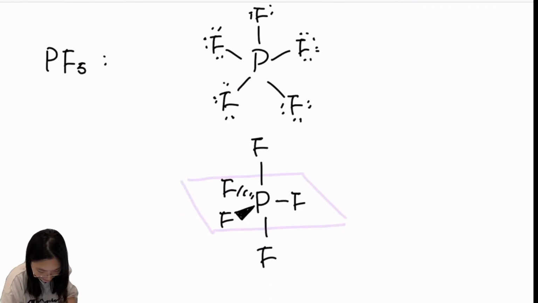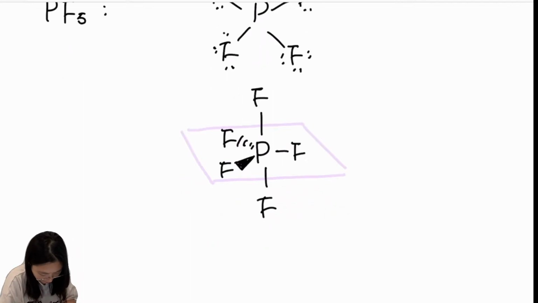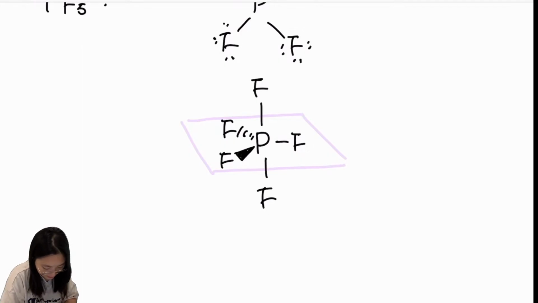And then what happens here is when you replace one of the fluorines with a lone pair, then it forms the seesaw structure. Well, what are some examples?